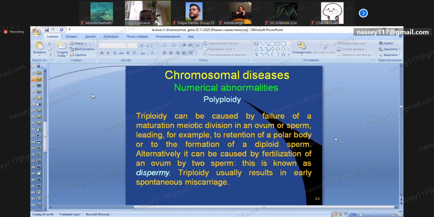Triploidy can be caused by failure of a maturation meiotic division in an ovum or sperm, leading, for example, to retention of a polar body or to the formation of diploid sperm. Alternatively, it can be caused by fertilization of an ovum by two sperm. This is known as dispermy. A triploid usually results in early spontaneous miscarriage.